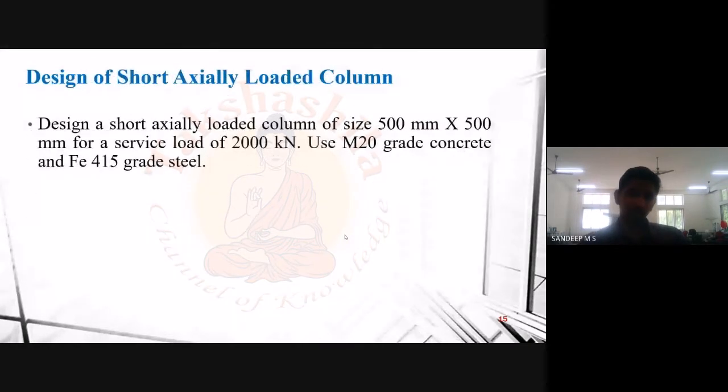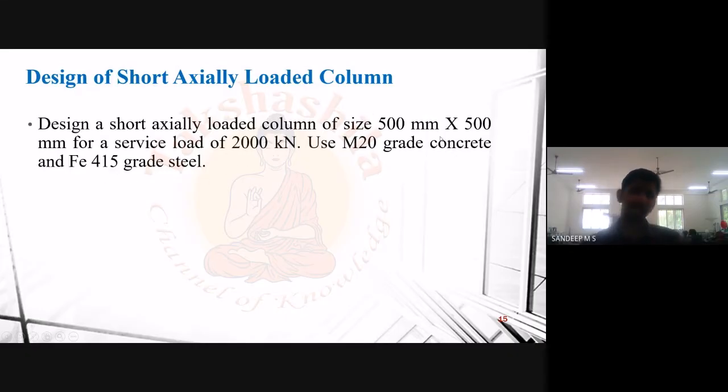So let's take one more problem. Basically, this is a design type problem. Design a short axially loaded column of size 500 by 500 millimeters for a service load of 2000 kilonewtons. Use M20 grade concrete and Fe415 grade steel.